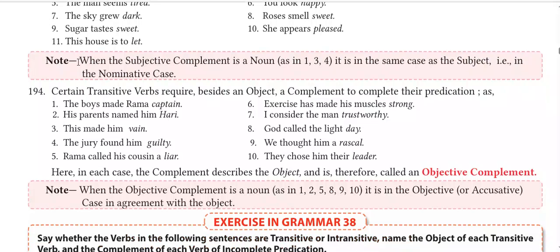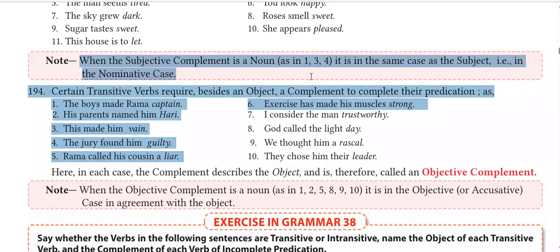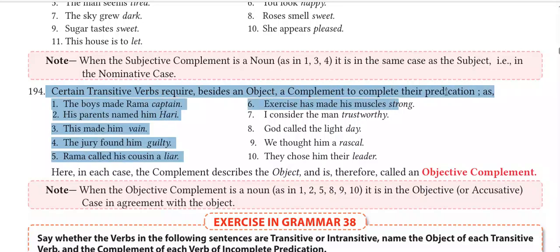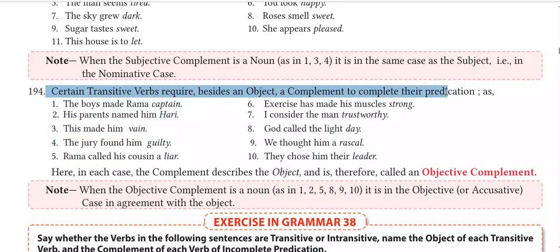Now let's move ahead and see. When the subject complement is a noun, it is in the same case as the subject, that is, in the nominative case. Definitely, it must be. Certain transitive verbs require, besides an object, a complement to complete their meaning, their predication.